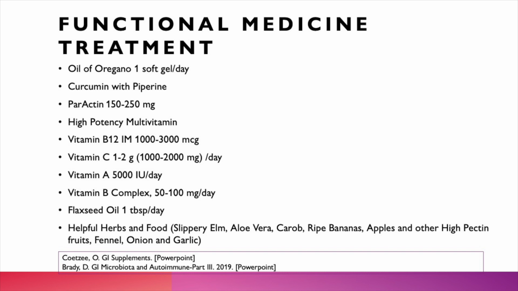vitamin C 1 to 2 grams or 1000 to 2000 milligrams per day, vitamin A 5000 IU per day, vitamin B complex 50 to 100 milligrams per day, flaxseed oil 1 tablespoon per day, other helpful herbs and food, slippery elm, aloe vera, carob, ripe bananas, apples, and other high pectin fruits, fennel, onion, and garlic.